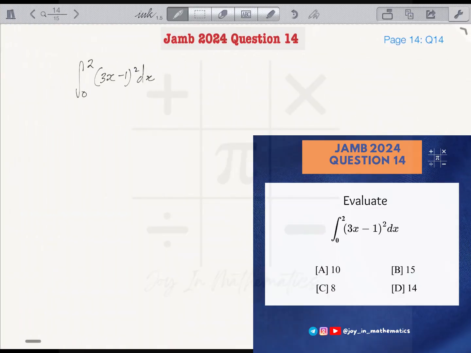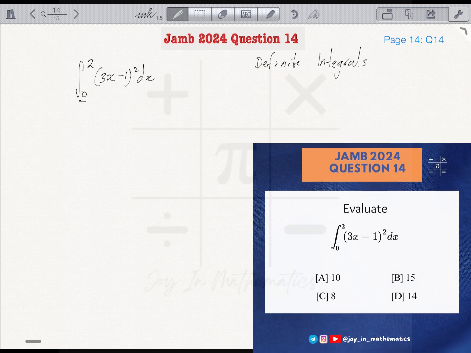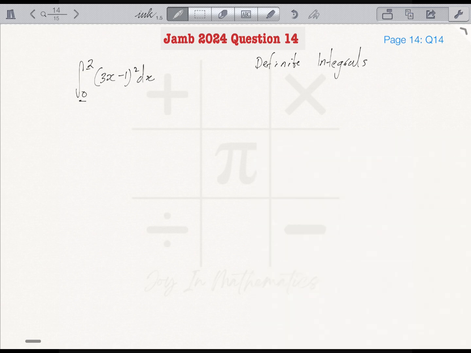JAMB 2024 question 14. We are given a question on definite integrals. We are asked to find the integral of (3x minus 1) squared with respect to x, from the lower limit of 0 to the upper limit of 2. Now, you can solve this in two ways. Either we open up the bracket completely, or we use integration by substitution.